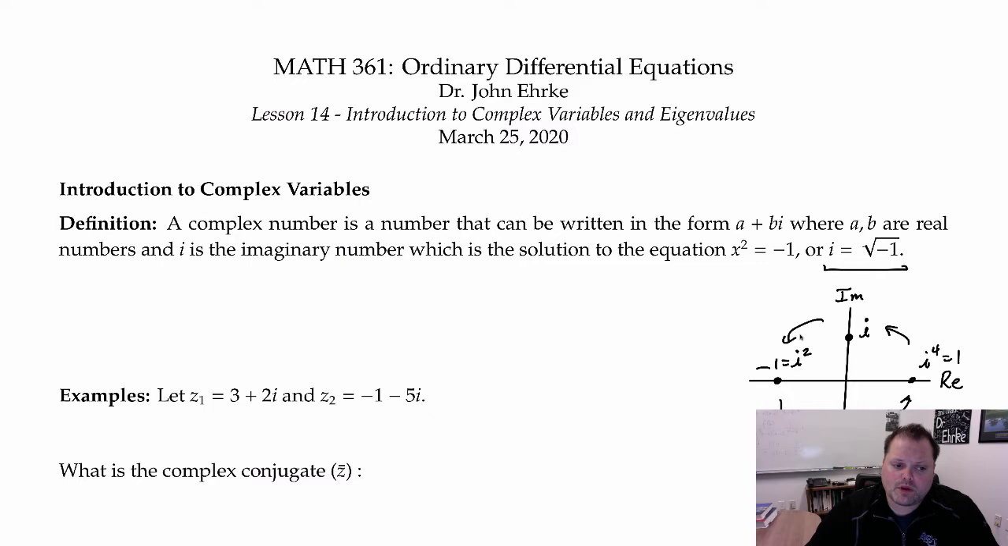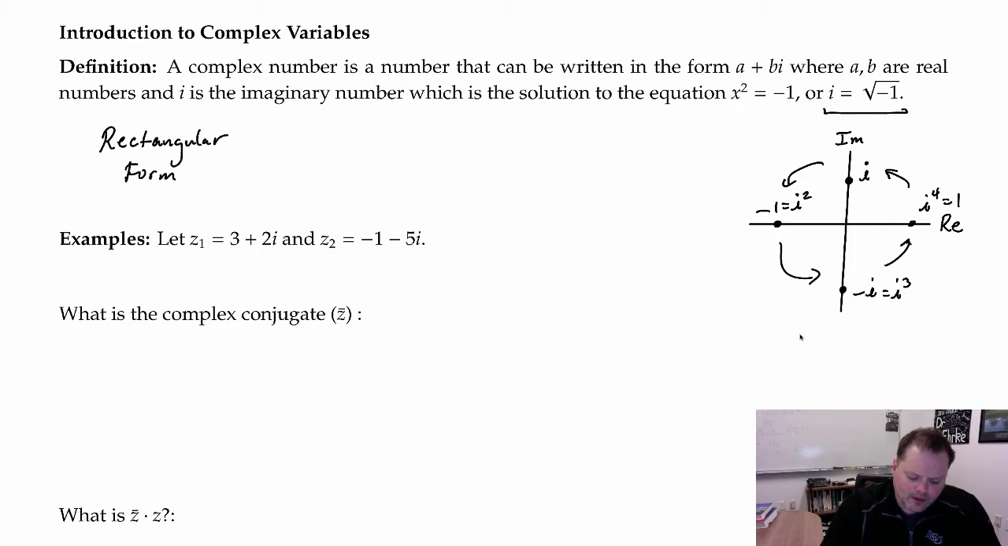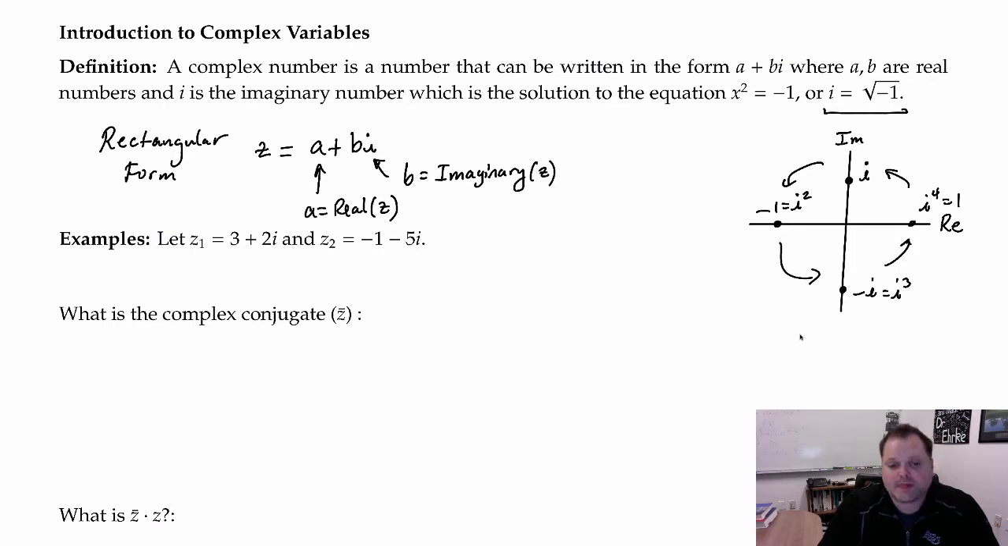So how are we going to use this? Well, I want to teach you some notation and terminology associated with these. In rectangular form, every complex number is a plus bi, where a is called the real part of the complex number z, and b is called the imaginary part of the complex number z.